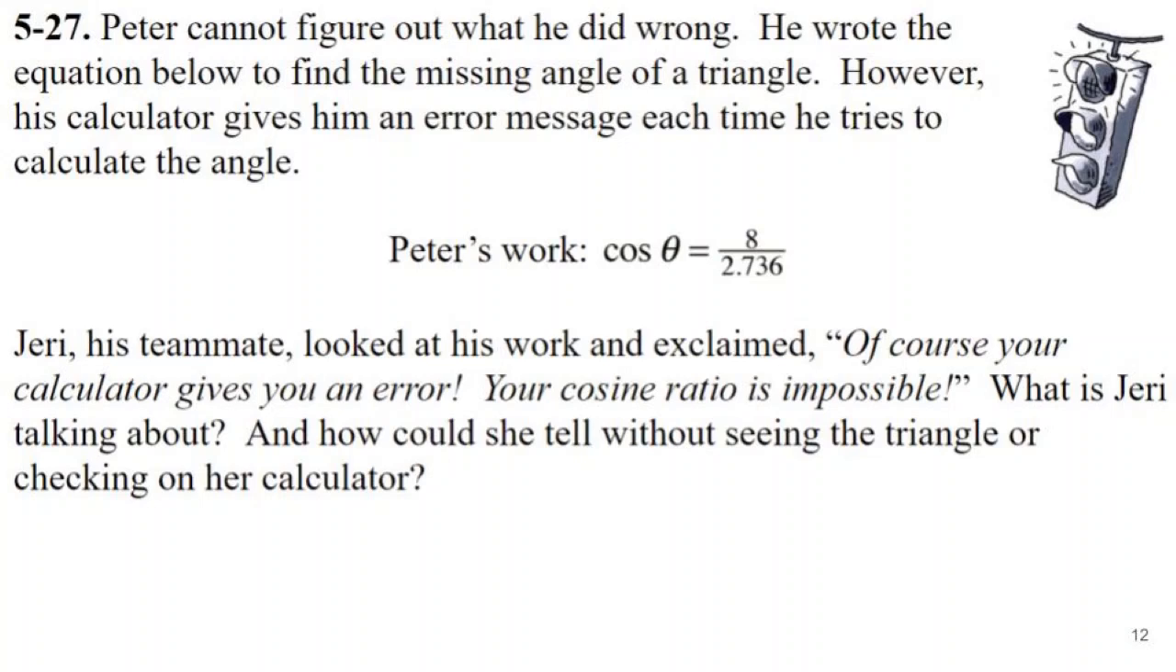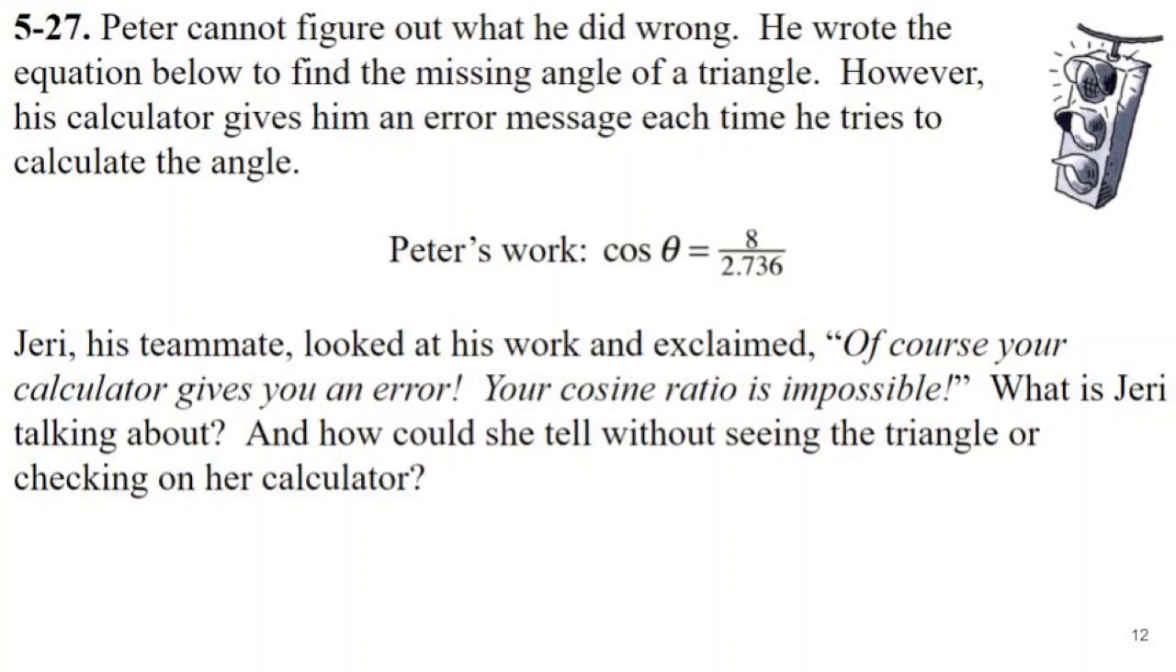I'm going to give you a minute. If you haven't already taken a look at this, take a second, pause the video right now, and really think about it. What about this might give you an error? What might be wrong with this if you try to do inverse cosine of 8 over 2.736? Go ahead and pause now. All right, welcome back. I'll give you a hint if you haven't figured it out yet. It has to do with what side length goes in what part of that fraction.